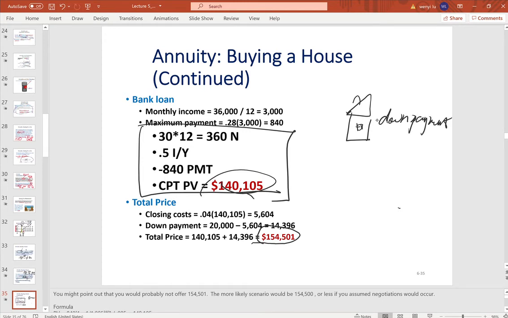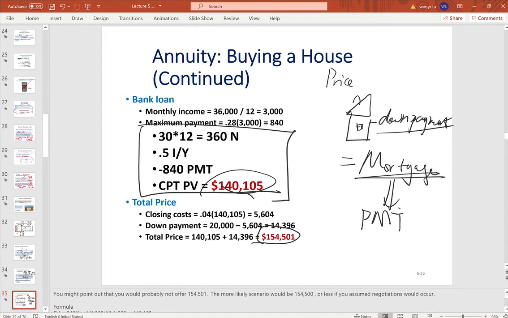And this house value, suppose it's the price, right? So price minus the down payment will be equal to what? Mortgage. And mortgage will separate into what? Monthly payment. In addition to the down payment and mortgage, you also need to pay the fee to the broker, to the dealer, right? To the inspector, to the bank. So this total is called closing cost.